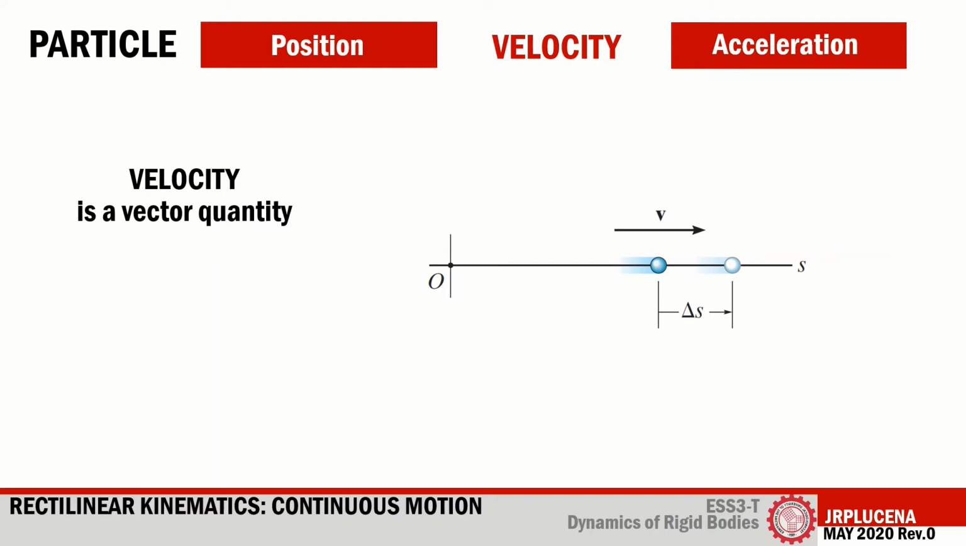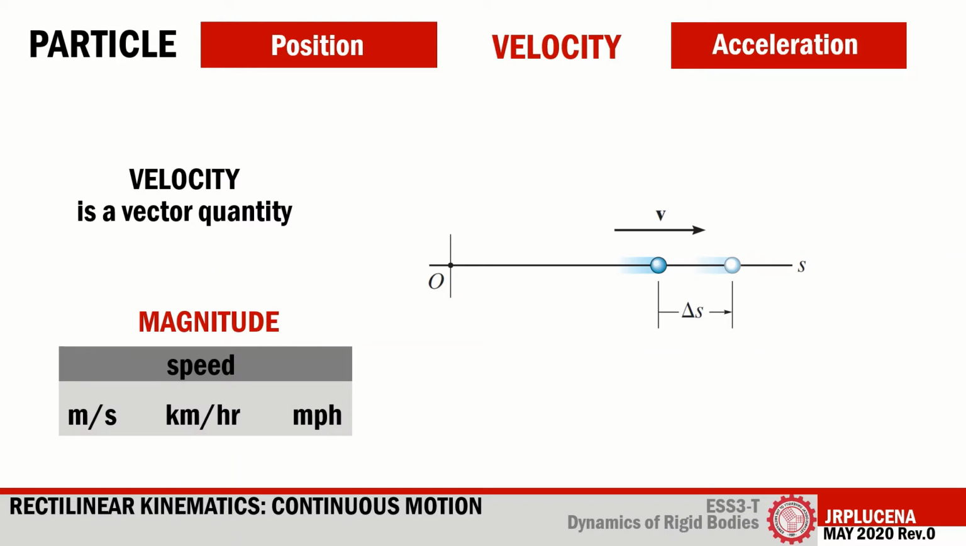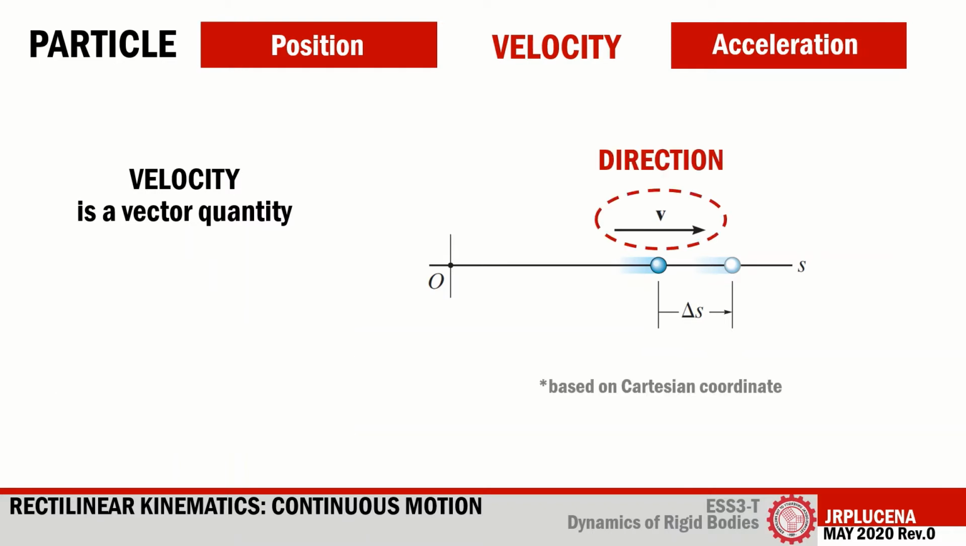And velocity is a vector quantity, which means it should have a magnitude. The magnitude of velocity is speed, which is usually expressed in units of meters per second, kilometer per hour, or miles per hour. Velocity has magnitude and also direction. So the direction of the velocity is indicated in the figure.